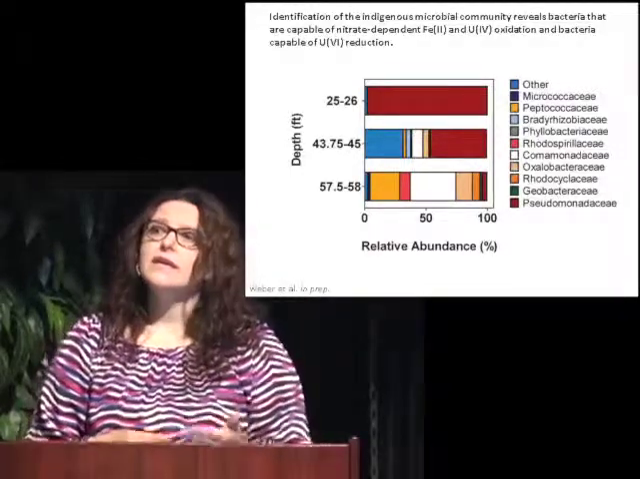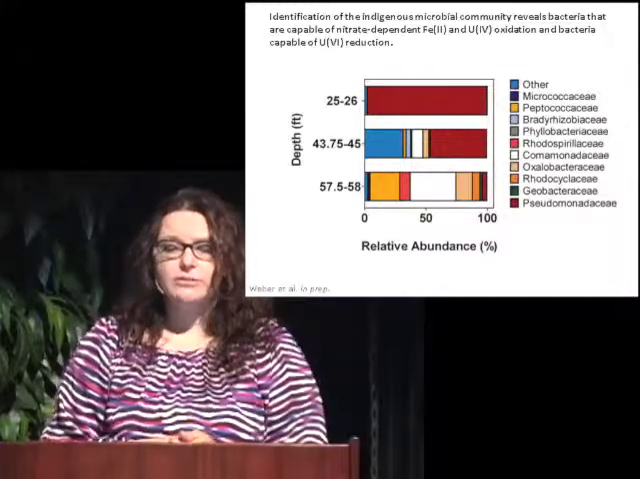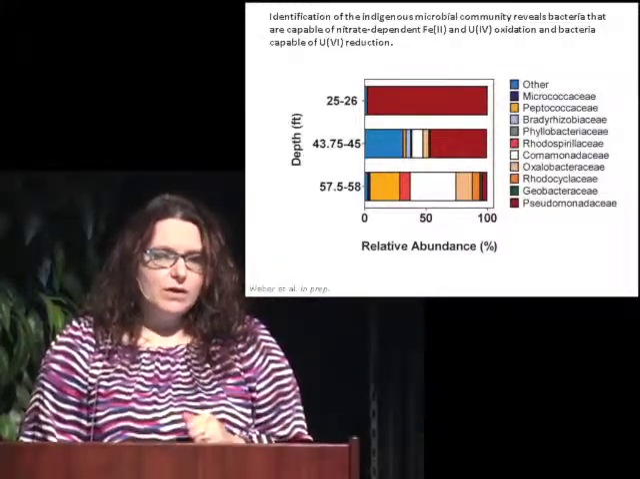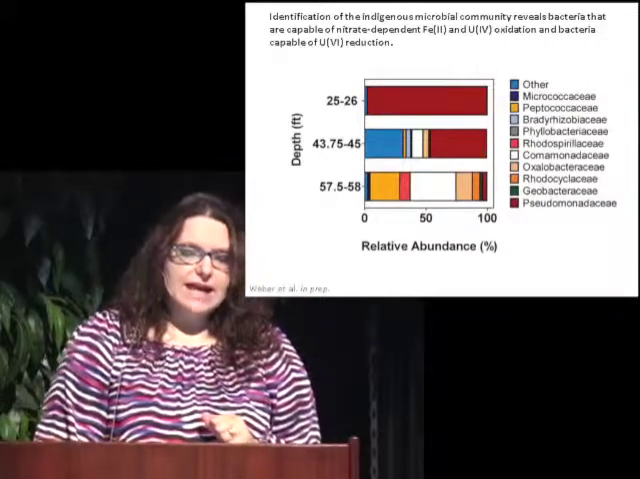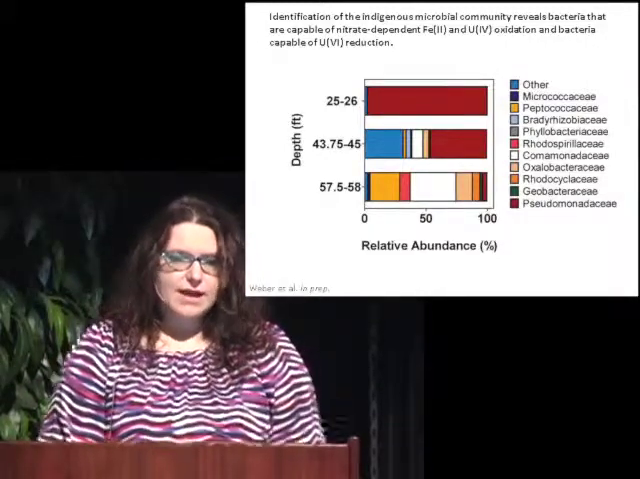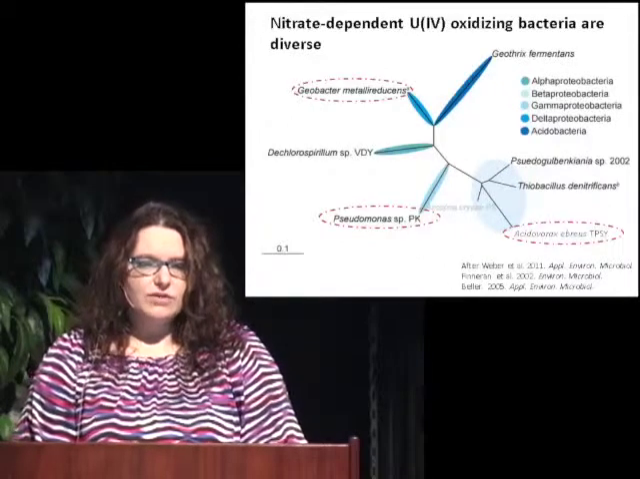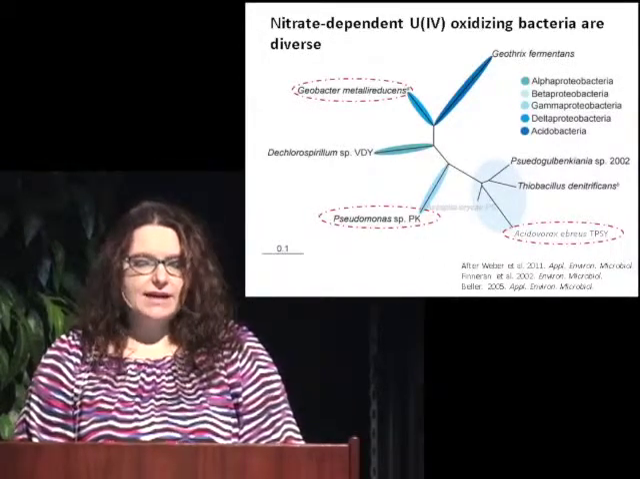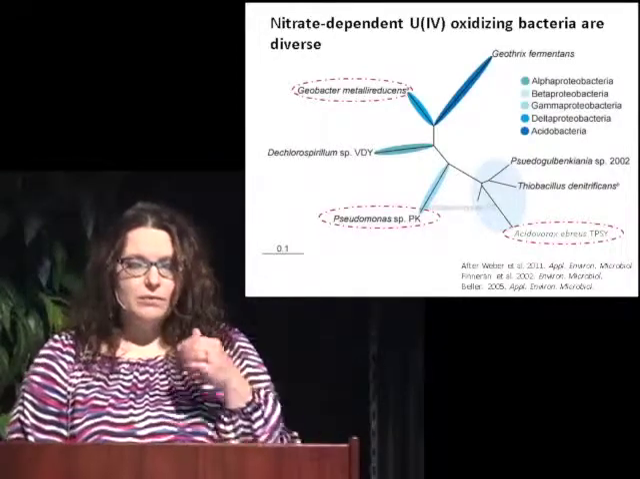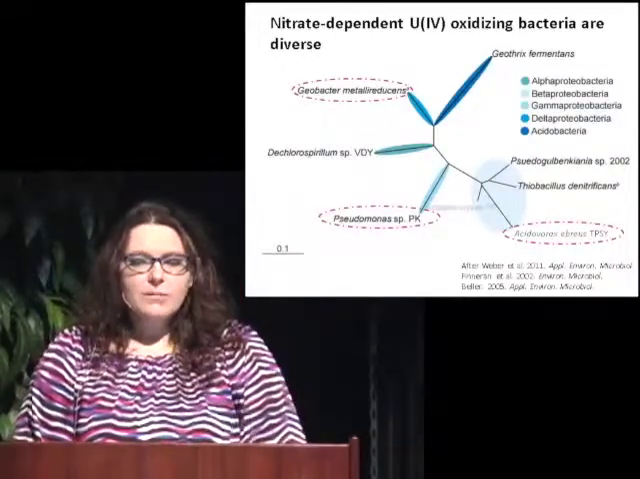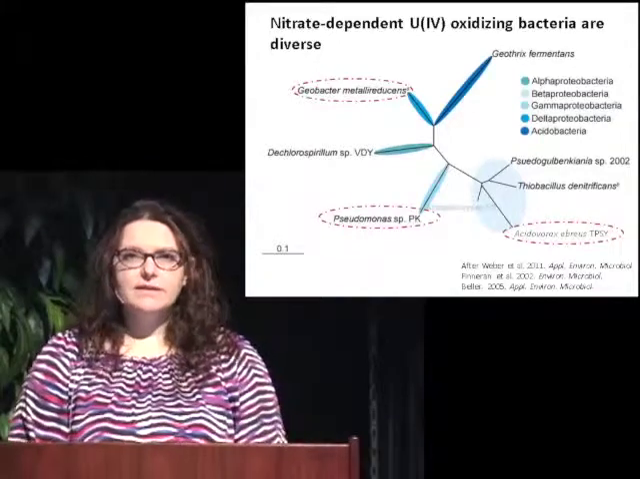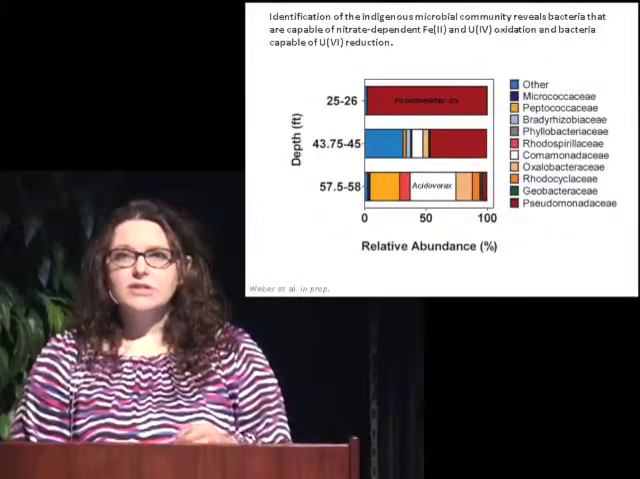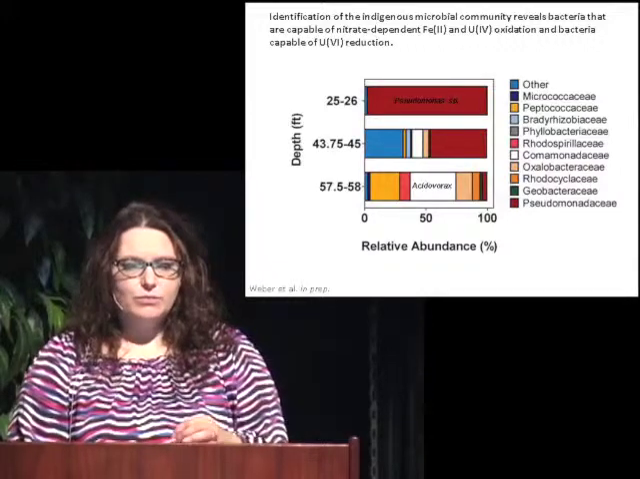So if we actually take a look at the members of this microbial community, what would that tell us? So we conducted some community analyses. And what we ended up observing was that we see an increase in members of the Comamonadaceae as we go with depth. Now, within the Comamonadaceae, specifically an Acidovorax species was identified. Now, what does that mean?